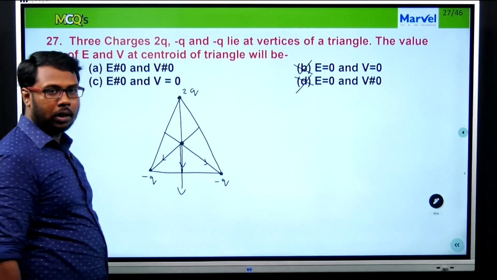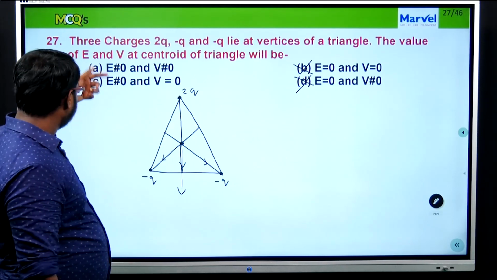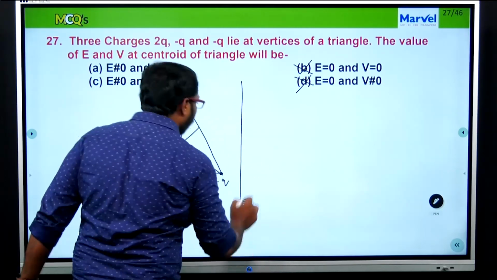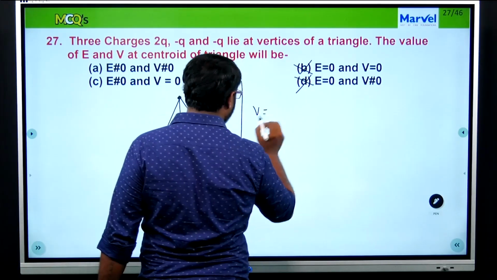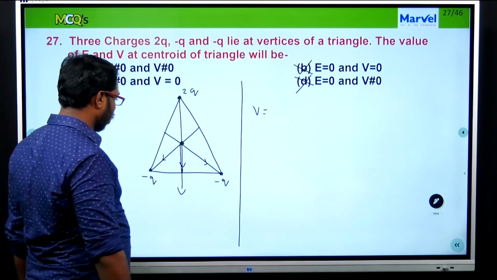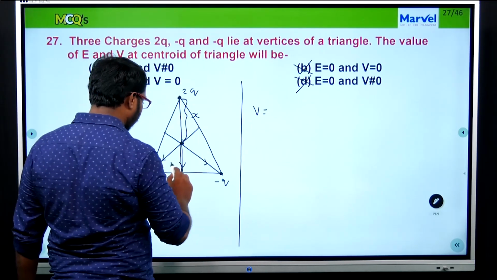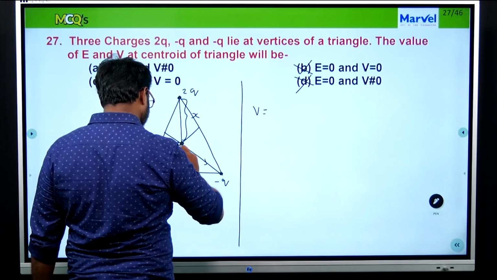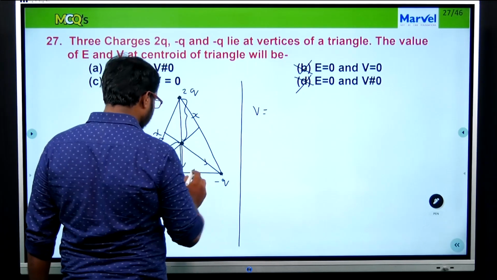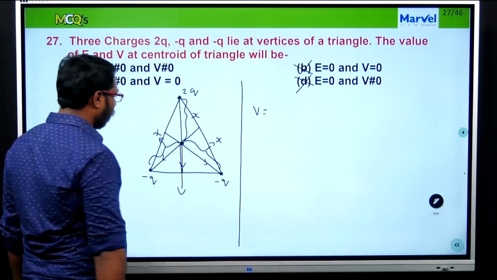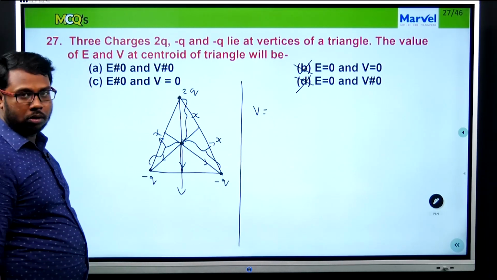Directly I will eliminate that. Now you have to decide between A and C. For that, potential is again a scalar one. What I will do is, this distance I will call x, likewise this distance will also be x and this distance will also be x. Okay, they are all equidistant.